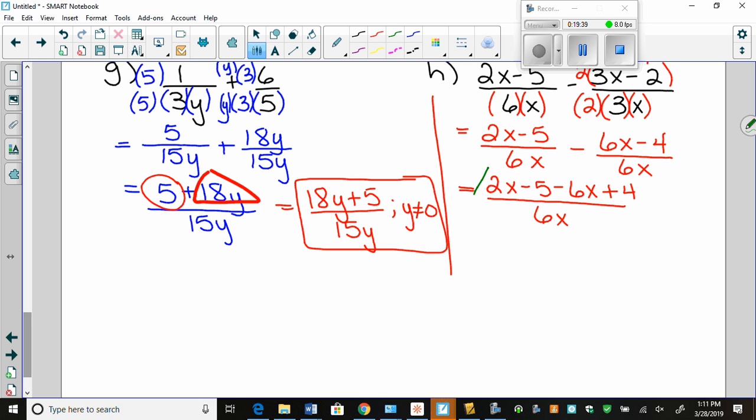So 2x minus 6x is negative 4x. Negative 5 plus 4 is minus 1. Can I collect anything else there? No, I already collected everything. Over 6x. And then I have a 6 and an x by itself in the denominator, so x cannot equal 0.